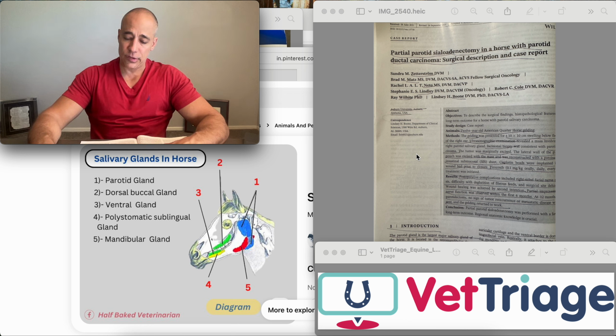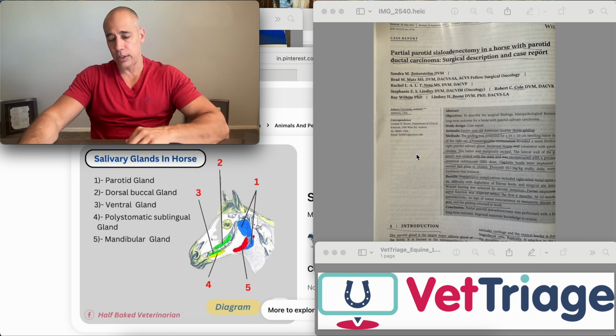Distant metastatic disease is the most common cause of treatment failure in people. Lungs are the most common site, followed by bone. Of tumors that recur in humans, 90% will recur within the first 5 years. Adjunctive radiotherapy can be effective in controlling local regional disease and high-risk parotid carcinoma in humans.